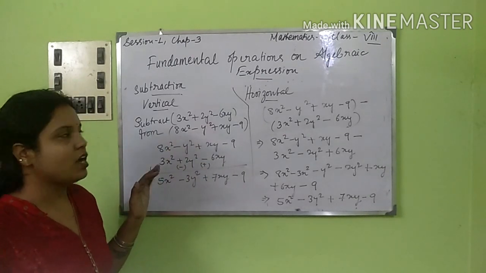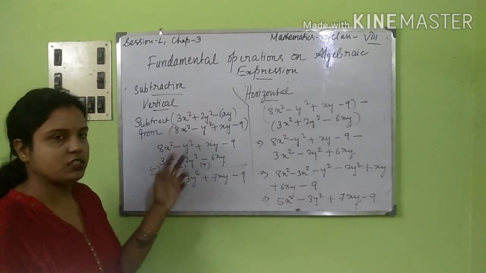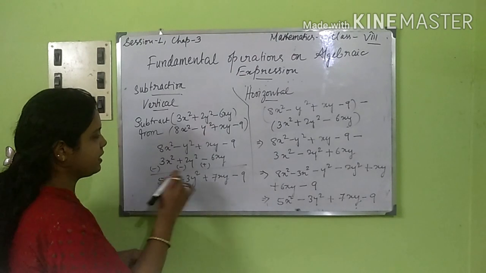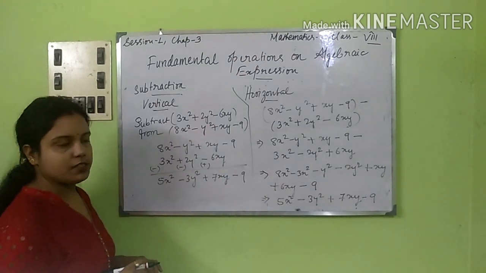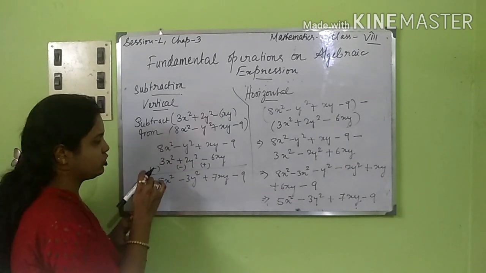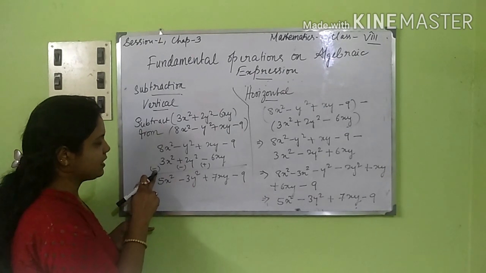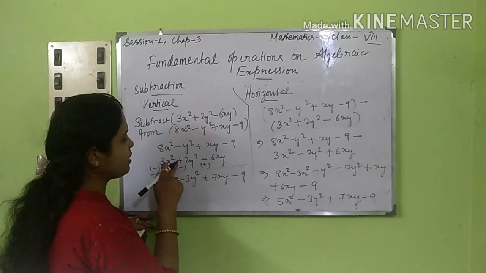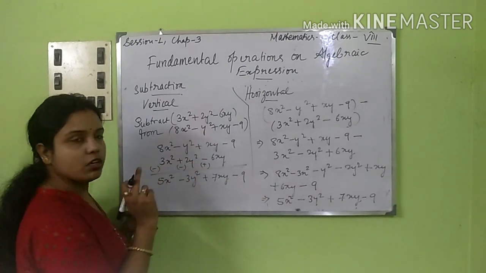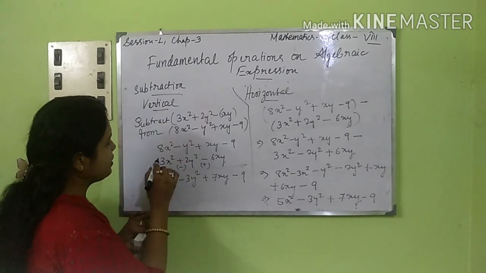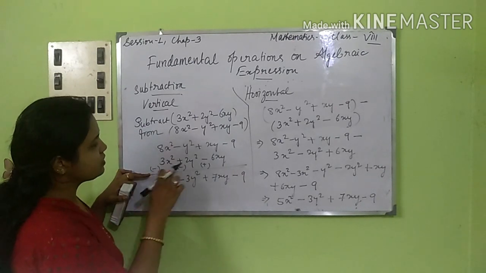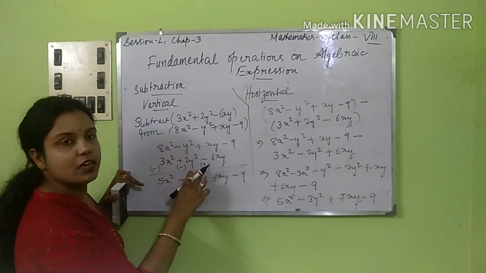Please write the terms which are like terms related to each other. Don't write haphazard terms here and there. Don't write 6xy under x square. Obviously rearrange and write. Then for the expression written below, because of the subtraction, their signs will change. 3x square is having a positive sign, its sign will change to minus. 2y square is having a positive sign, its sign will change to minus. 6xy is having a minus sign, its sign will change to plus. So the signs of the terms are now: 3x square is minus, 2y square is minus, and 6xy is plus.